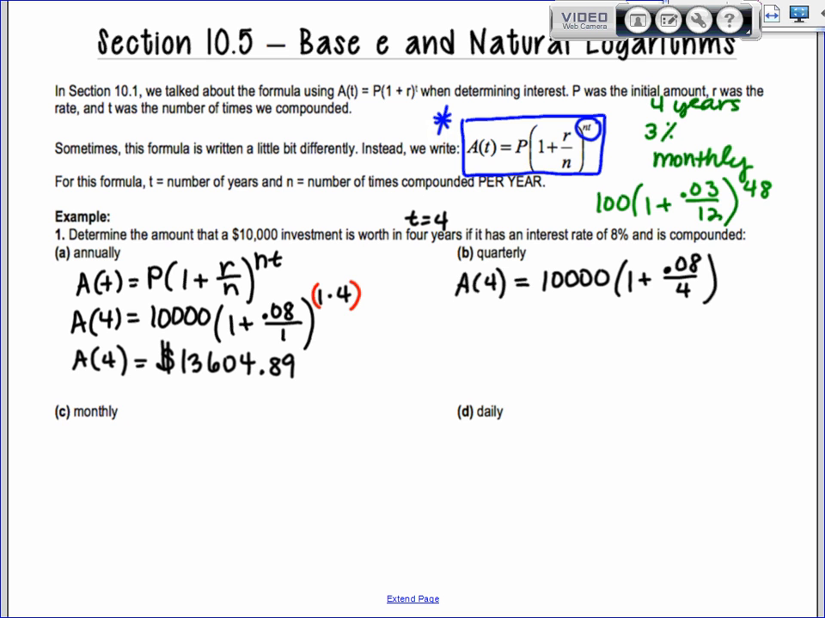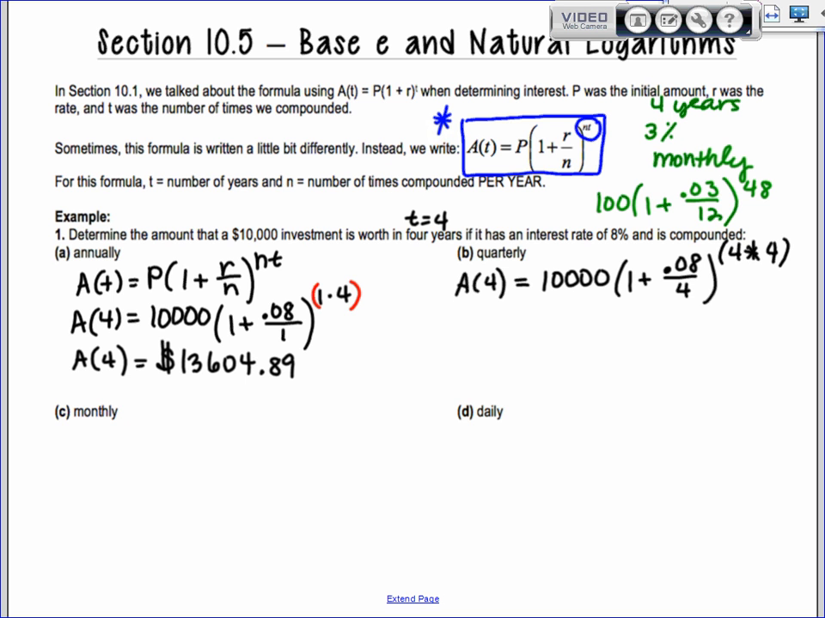No, it's every 3 months. I see what you're thinking, but quarterly would be 4 times a year. So a lot of businesses send out their quarterly statements, their quarterly portfolios, and so on. Quarterly means every 3 months, so 4 times a year. So you're going to raise it to the 4 times 4.